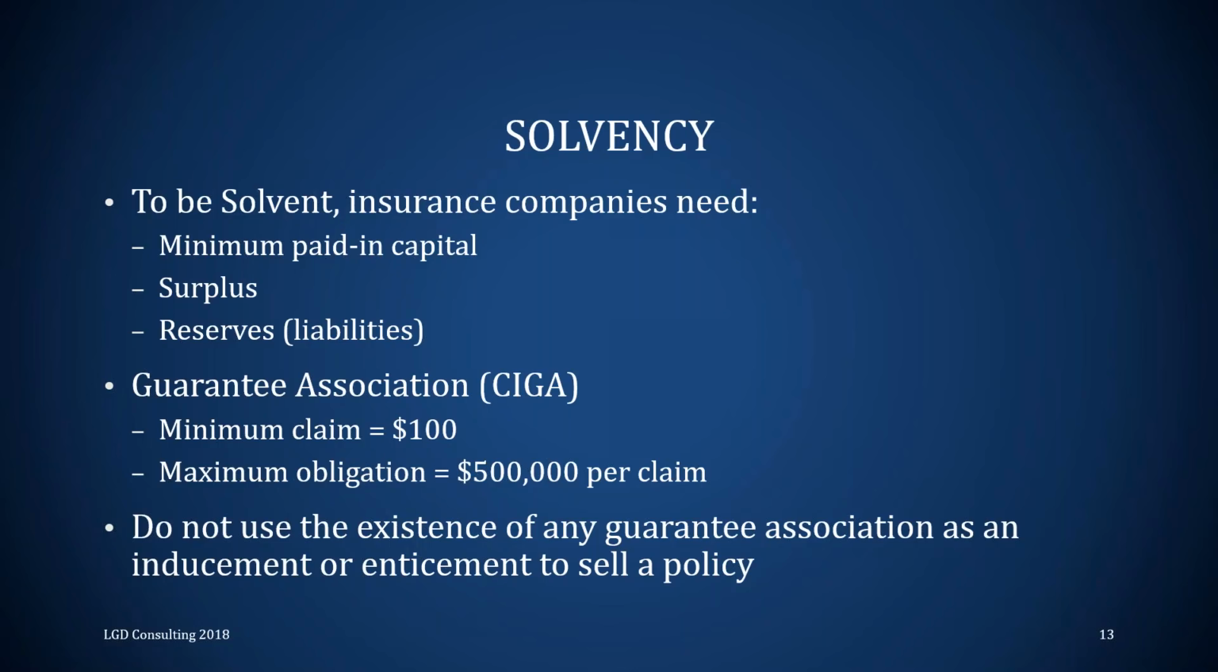And you can't sell policies saying, hey, the reason I'm selling for this company is if we go bankrupt, you're fully covered. Well, you're not. The minimum claim is $100,000 and the maximum is $500,000. So if your property is worth more than that, you're not going to be fully covered. So it's misleading. And so the Department of Insurance basically says, in advertising, marketing, and selling your products, do not use the existence of the Guarantee Association to entice people to buy from your company or you.